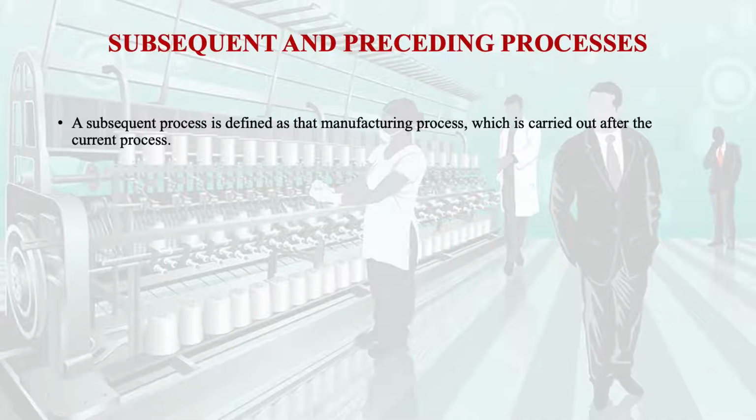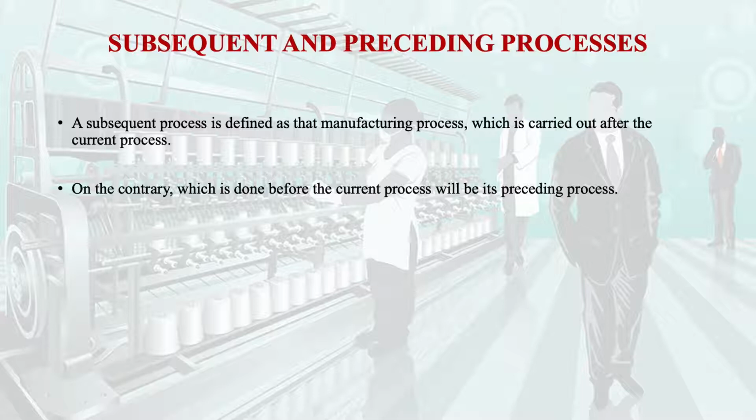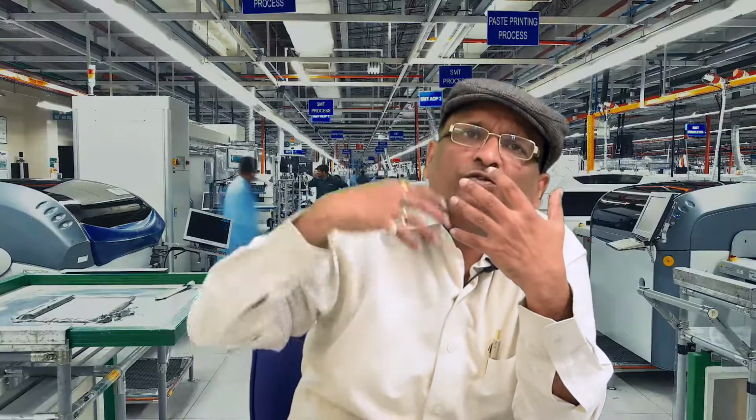Now what do we understand by subsequent and preceding processes? A subsequent process is defined as that manufacturing process which is carried out after the current process. On the contrary, the one done before the current process is its preceding process. That means normally we have one process, and the process which occurs after that is subsequent, and the process which precedes it is called the preceding process.